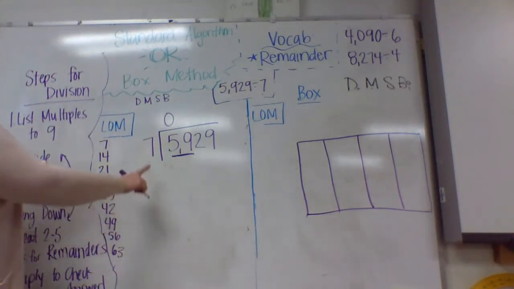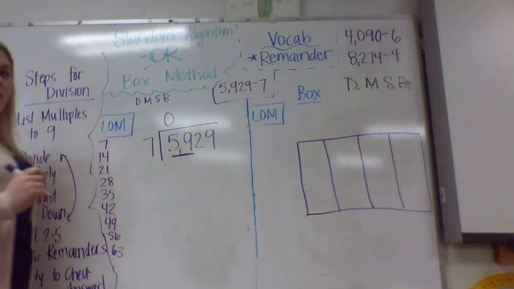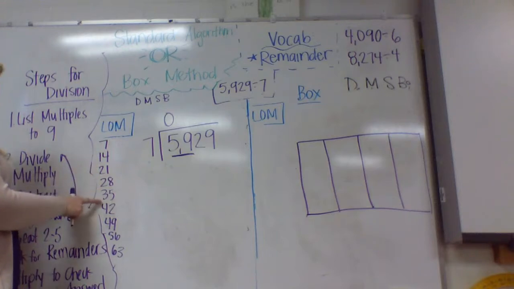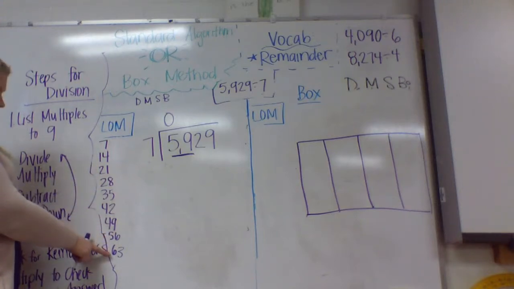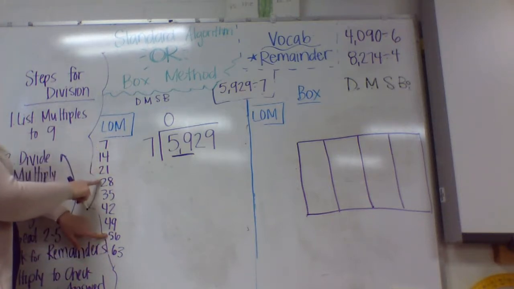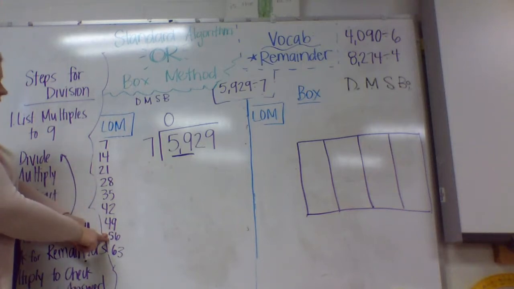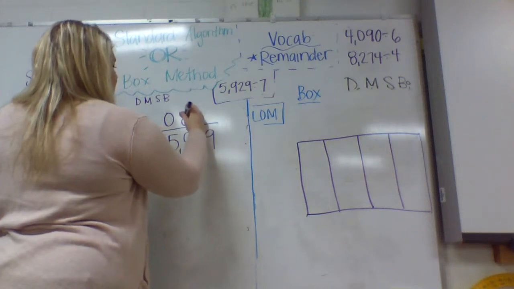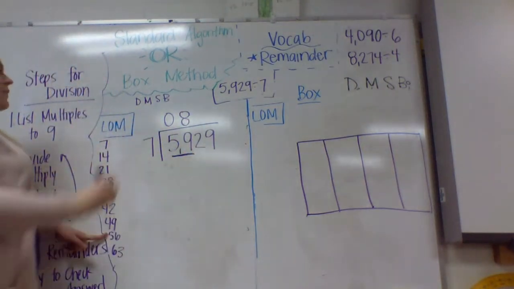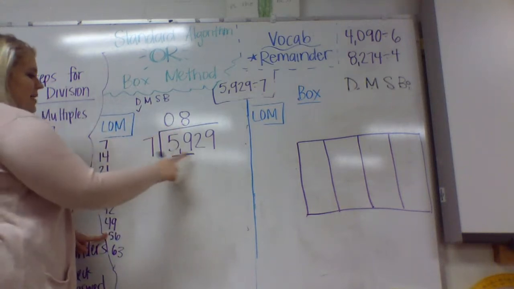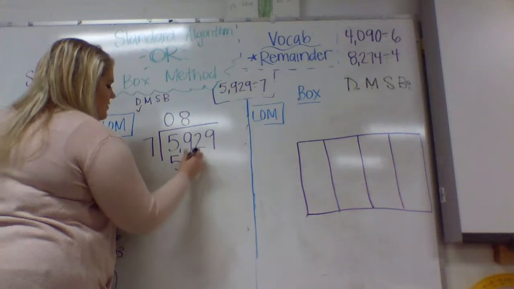So now, how many times can 7 go into 59 without going over? Well, I'm going to see how close I can get. 7, 14, 21, 28, 35, 42, 49, 56, 63. 63 is too much, so I need to go back to 56. And that is the 1, 2, 3, 4, 5, 6, 7, the 8th multiple. So 7 can go into 59 8 times without going over. So I have just divided. Now I'm going to multiply. 8 times 7 is 56.